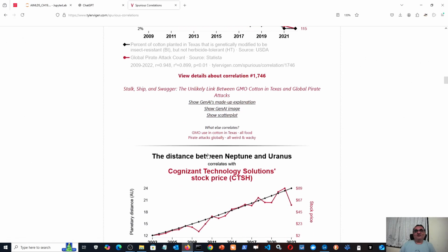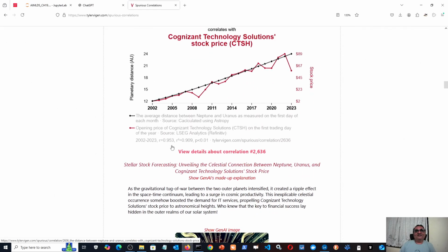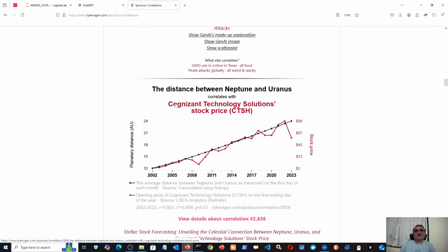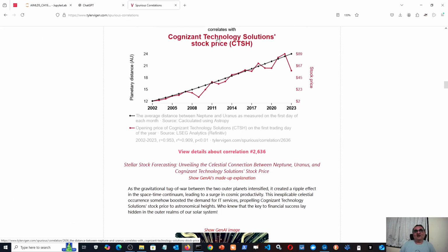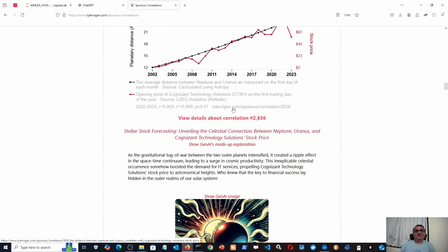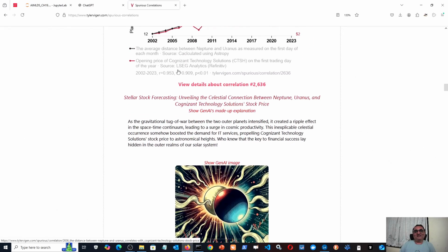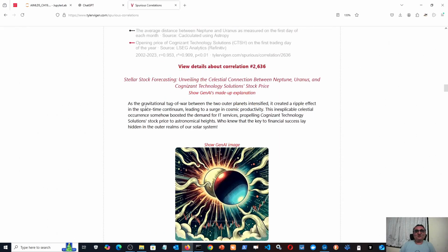Obviously, again, there is no real relation. And maybe the distance between Neptune and Uranus correlates with the stock price of Cognizant Technology Solutions. You can see that the distance between Neptune and Uranus decreases and increases that way. But does it affect the stock price of a technology firm? Maybe if you are a believer in astrology, then perhaps it does. Otherwise, there is no relation between them.